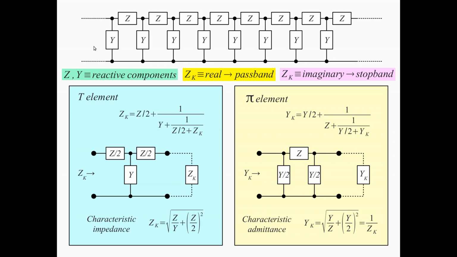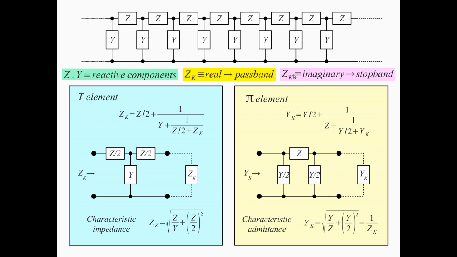What is the theoretical response of such a filter, such a ladder network, if it has identical Y component admittances and identical Z components, and all these are purely reactive components? Purely reactive components cannot absorb power. So if I think of this circuit as a transmission line, if this transmission line has a real characteristic impedance, then this is the passband of our filter. This filter will pass this frequency through the structure.